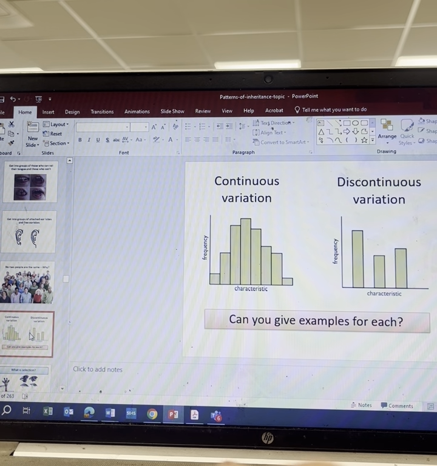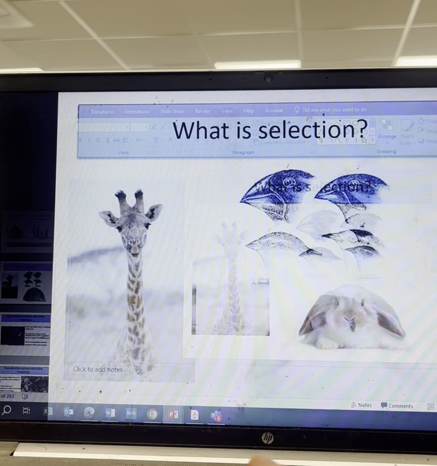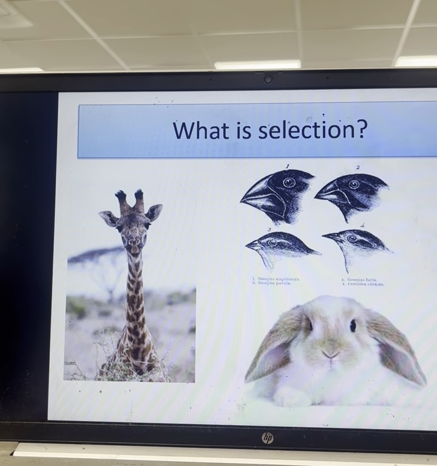Continuous, discontinuous, we've already talked about that. Can you give some examples? What is selection? Hopefully you remember natural selection. This was Darwin and his finches.